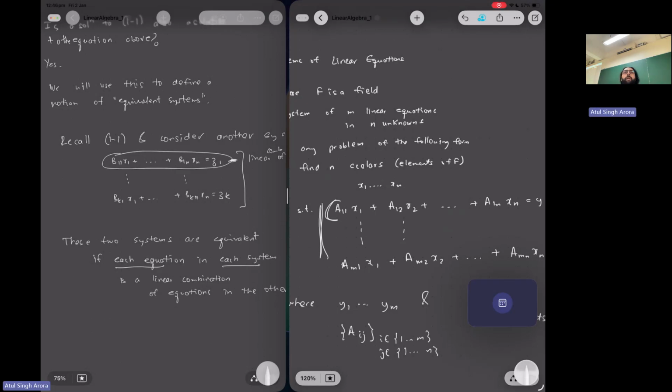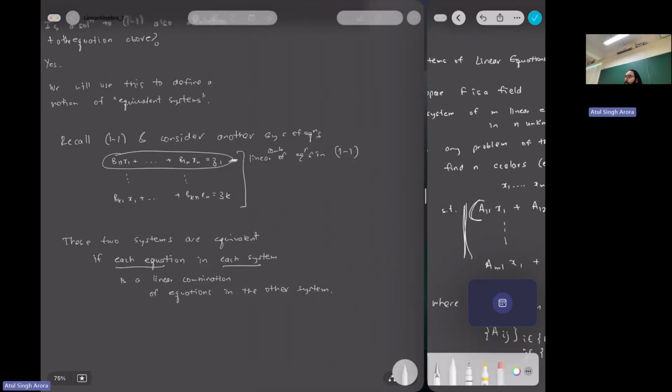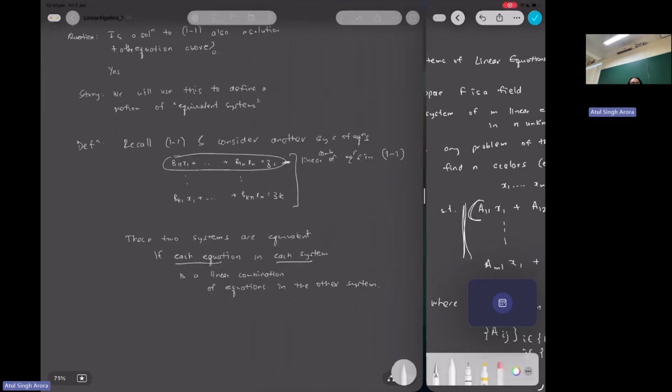Is this okay, you guys? Does anyone have any intuition for why we are calling this equivalent? So what was the question we were trying to solve here in the beginning? We were trying to understand when two systems would have the same set of solutions, right? And now we came up with this notion of equivalence. Exactly. So this is what we will eventually prove, that if two systems are equivalent, then the set of solutions they have will be identical.